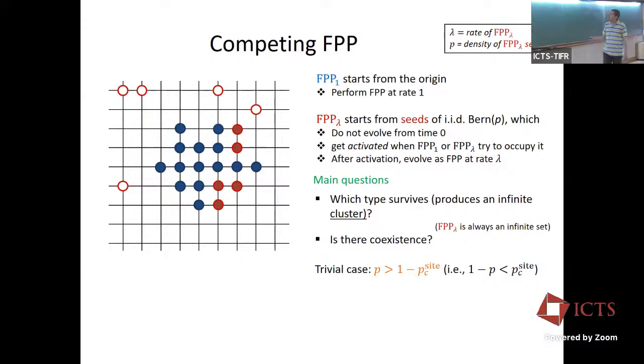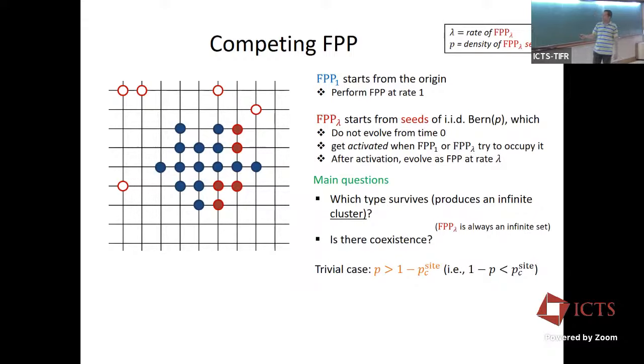Okay. So let's get rid of some trivial cases. First, I'll keep here sometimes the two parameters of this model. So it's lambda, which is the rate of FP lambda. And note that if I increase lambda, I make FP lambda grow faster, so I kind of favor FP lambda. P is the density of the seeds. If I increase P, I add more seeds, so I also favor FP lambda. So increasing either of the parameters favors FP lambda, decreasing favors FP1.